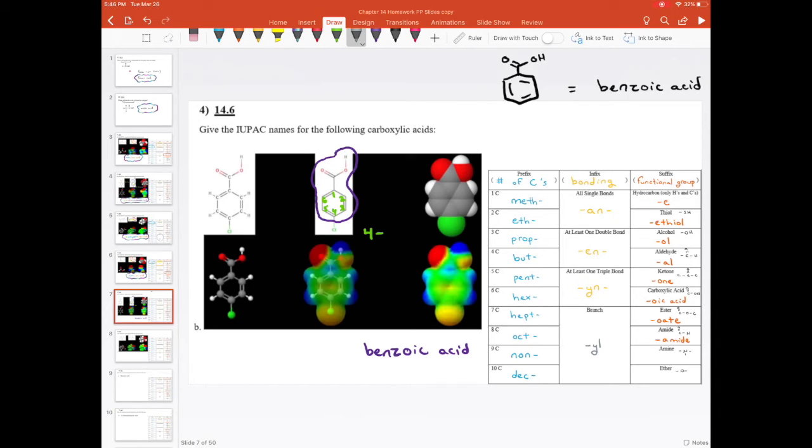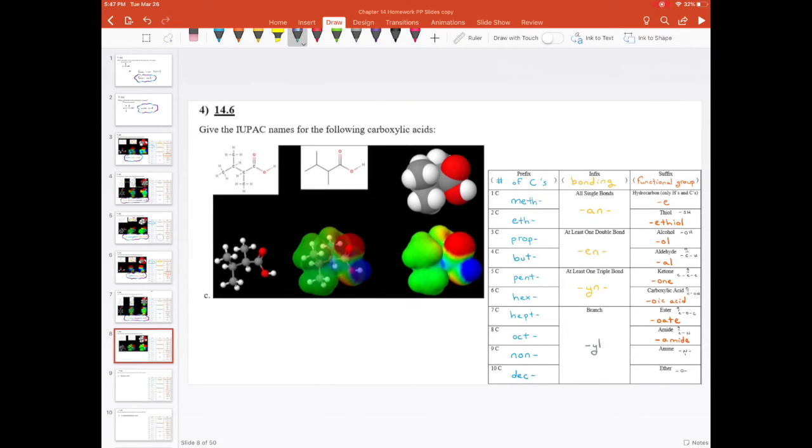And if you ever have a halogen, you just take that first syllable, so chlor, and then add an O, and that tells you that it's a branch. So that's the name of our one and only branch. To get the whole name together, we'll take that branch name, put it in front of the backbone name, and the full name for this molecule is 4-chlorobenzoic acid.